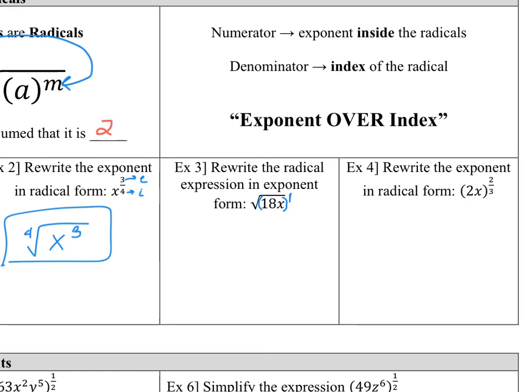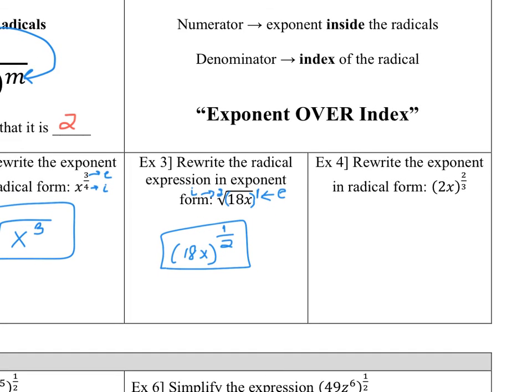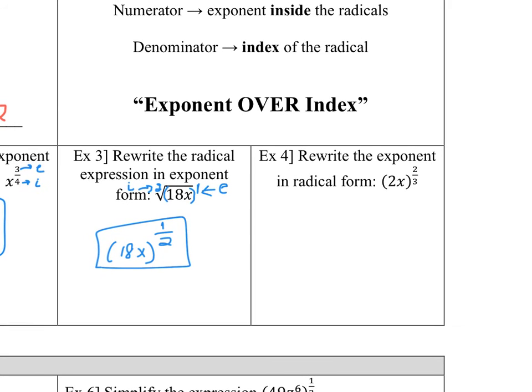There's also not a radical for this one. So we assume the radical is a 2. So when you go to make this one into exponent form, you need the parentheses. The 1 is the numerator, that's the exponent, so 1 over. 2 is the index, that's the denominator. 18x to the 1/2. So when you have something to the 1/2 power, you're really taking the square root of it.